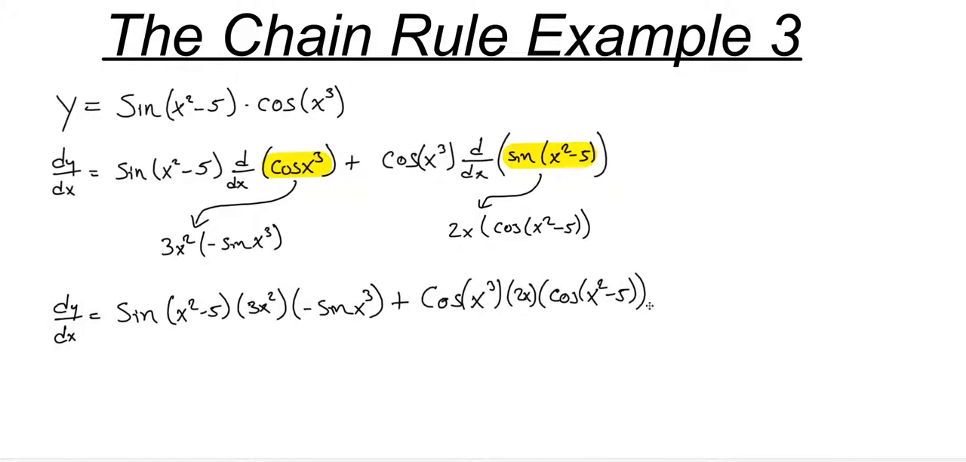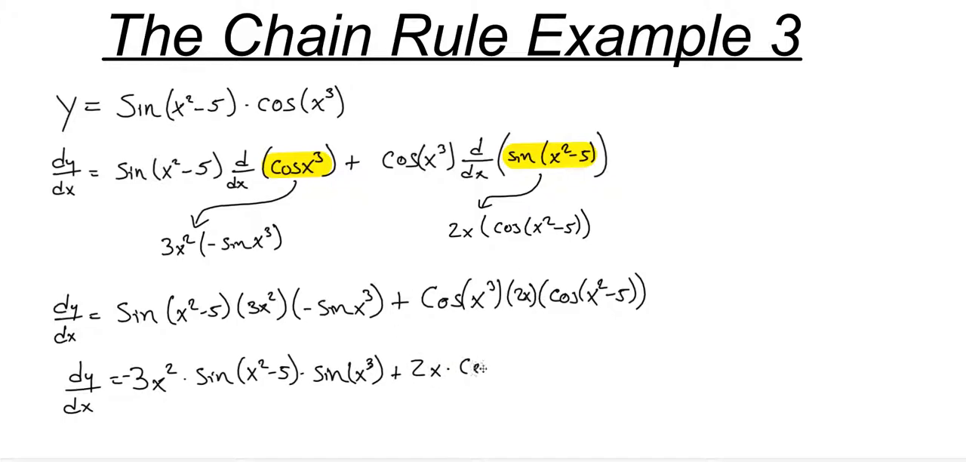And if we just rearrange a little bit to simplify it, make it look a little bit more natural, we would get dy dx is equal to, I'm just going to take my negative sign of my 3x squared out front, so negative 3x squared times the sine of x squared minus 5 times the sine of x cubed. And I'll do the same thing over here. I'll pull that 2x out front, so we'll say plus 2x times the cosine of x cubed times the cosine of x squared minus 5.